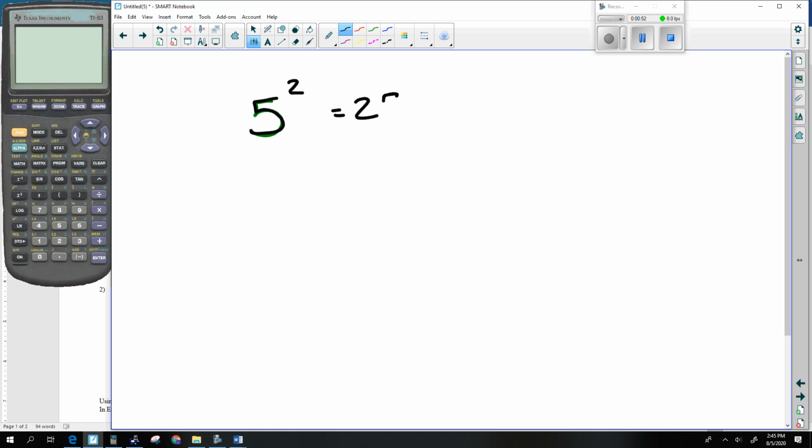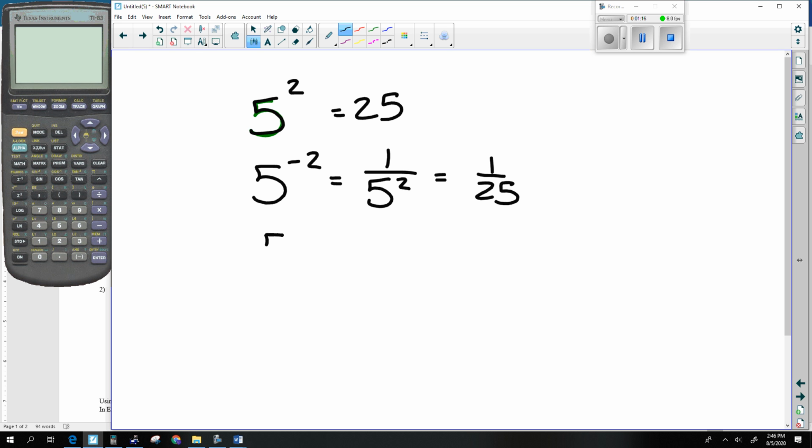What happens if I make it negative? It doesn't make it a negative 25 or anything. All a negative does is it moves it. If it's a bottom number, it becomes a top. If it's a top number, it becomes a bottom. And so this would be 1 over 25 in this situation.